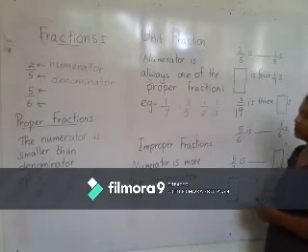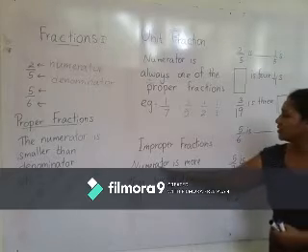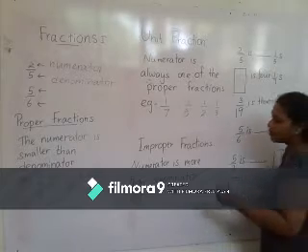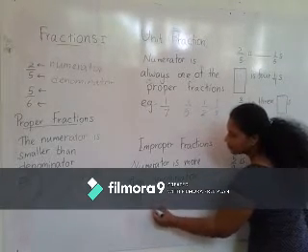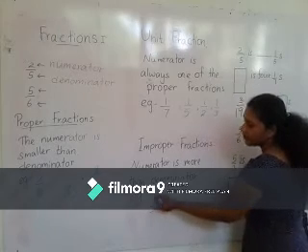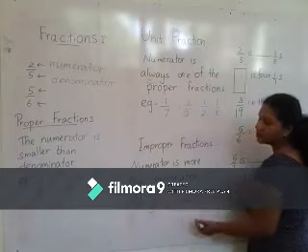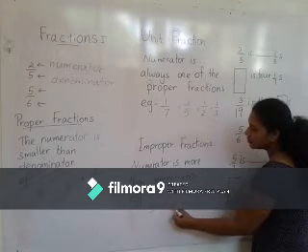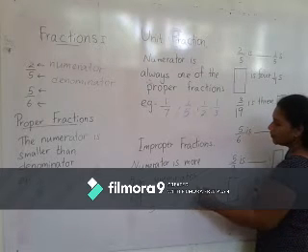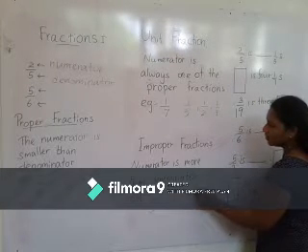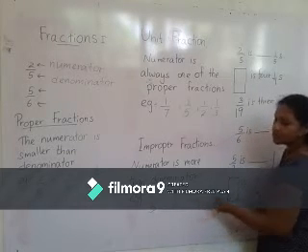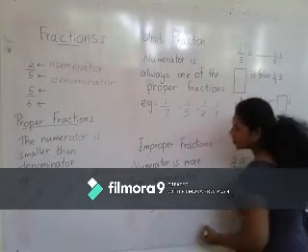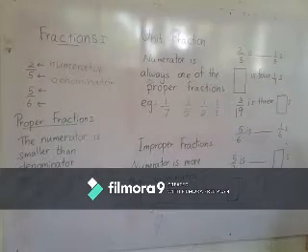And improper fraction. Improper fraction means the numerator is more than the denominator. The numerator is 7, the denominator is 5. So the numerator is more than the denominator. So it is improper. Another one, 5/3, 3/2, 19/7 are some examples.